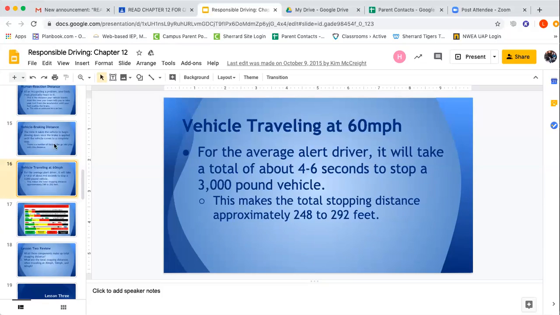So all of those things considered, those 3 factors that we just read through, the vehicle traveling at 60 miles per hour, this is approximately how long it's gonna take to get that vehicle stopped because you've recognized that hazard.